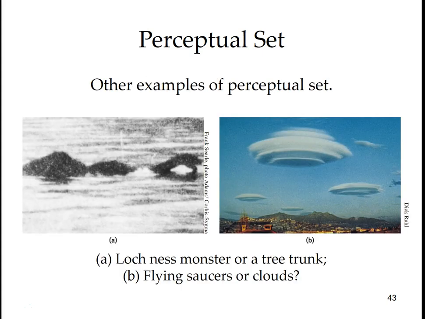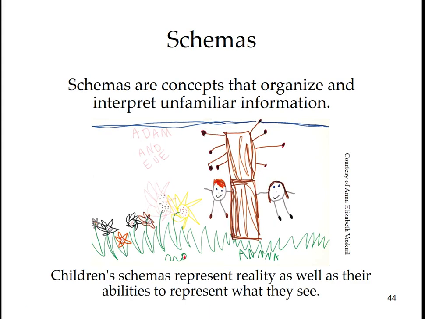Clear evidence that perception is influenced by our experiences, our learned assumptions and beliefs, as well as by sensory input, comes from many demonstrations of perceptual set, a mental predisposition to perceive one thing and not another. Through experience, we also form concepts or schemas which organize and interpret unfamiliar information, a fact that helps explain why some people see monsters, faces, and UFOs, and others do not. Given a stimulus may trigger radically different perceptions.